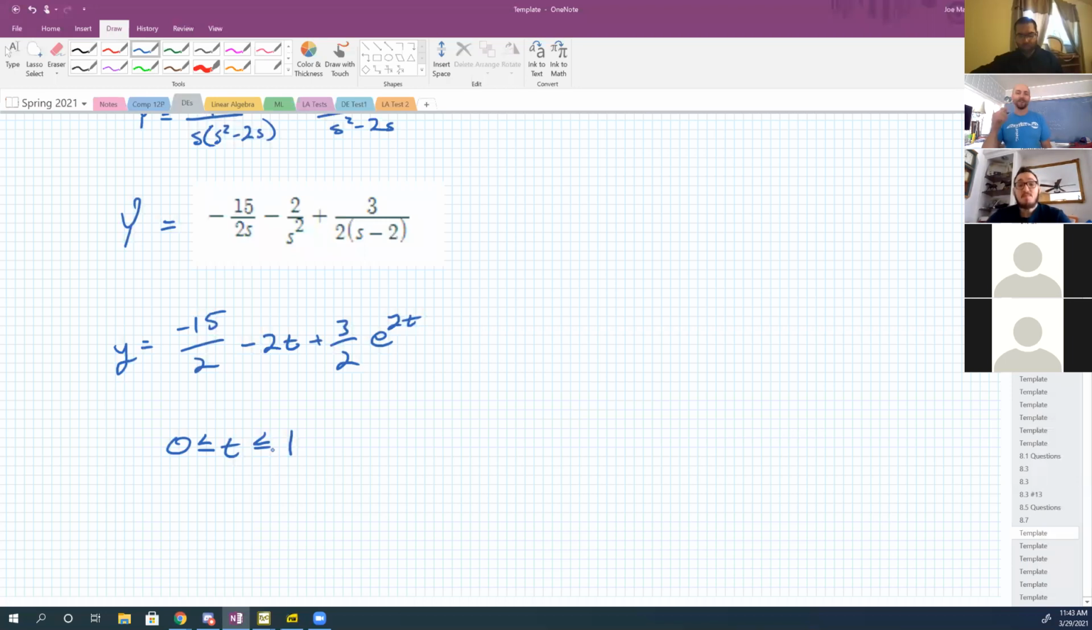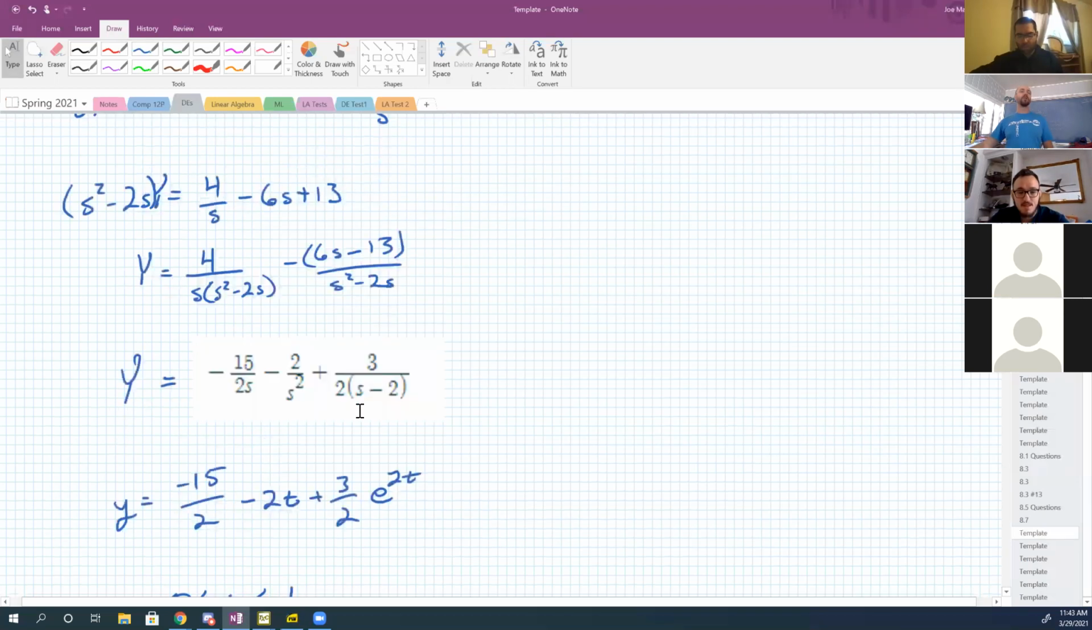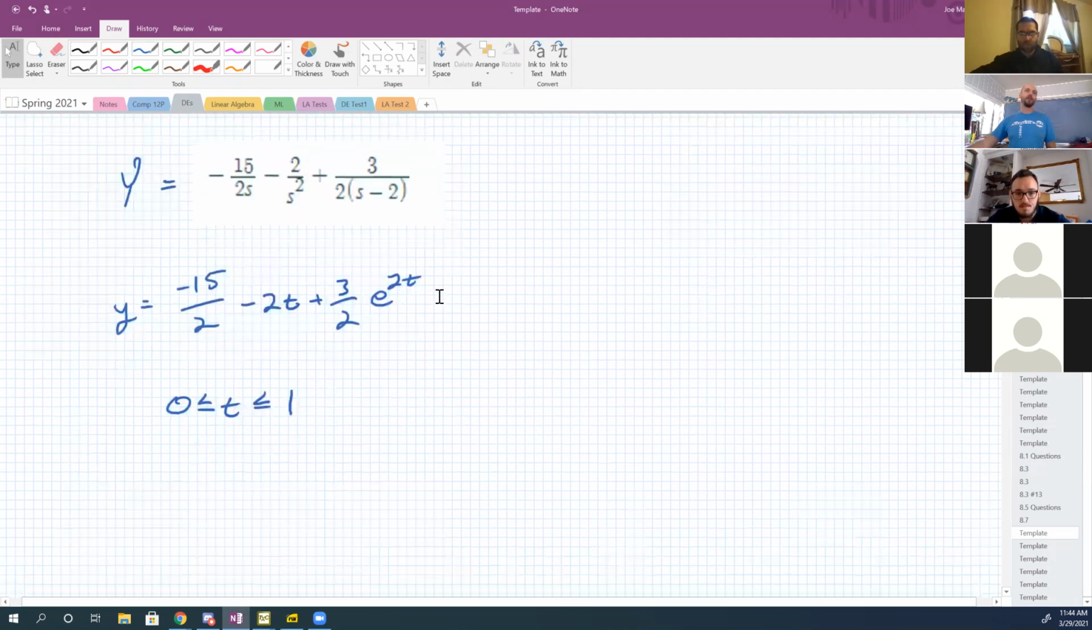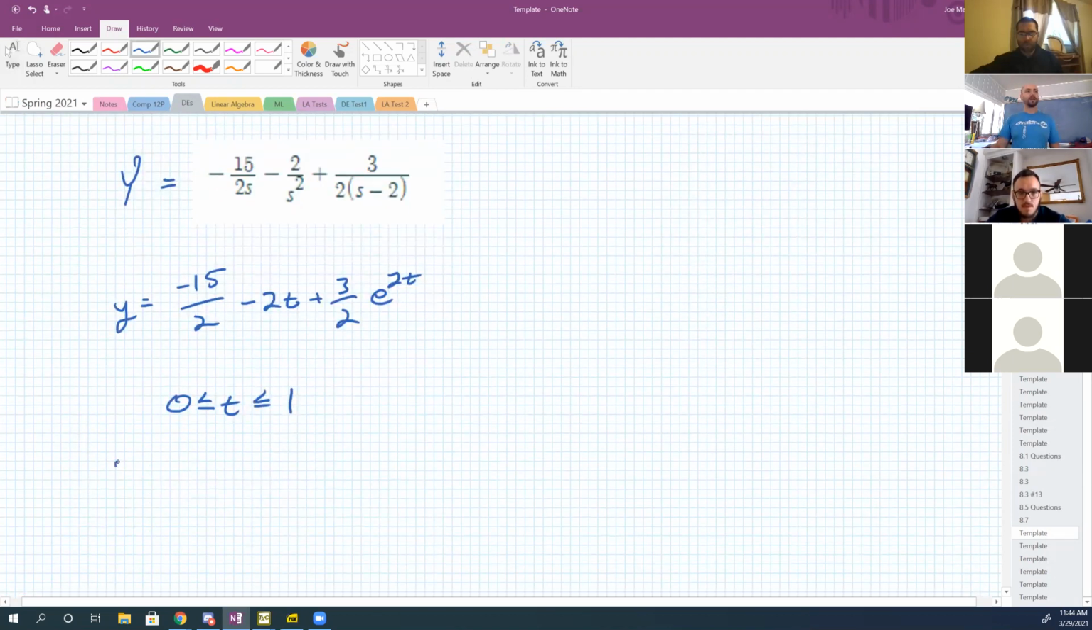Okay. Perfect. All right. So in order for me to start the other problem, right? So in order for me to go back up to the top here, I need to know what y of 1 is, because that's the initial conditions for this 6. You guys see that? Okay, so in order for me to know that, y at 1 is minus 15 halves minus 2 plus 3 halves e squared.